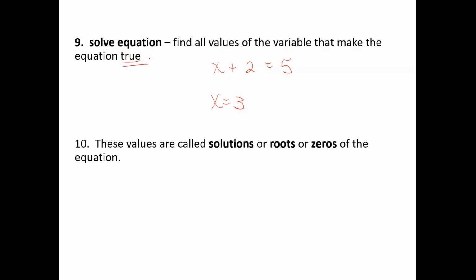True is the key word there. If I substitute 3 in place of x, then we get that 5 equals 5, which is true. And this number, 3, is called the solution or the root or zero of the equation. 3 different words there that basically all mean the same thing. Right now, we're mainly going to call them solutions. Later on in the semester, we will use roots or zeros more often. We'll come back and talk about that again when we get there.